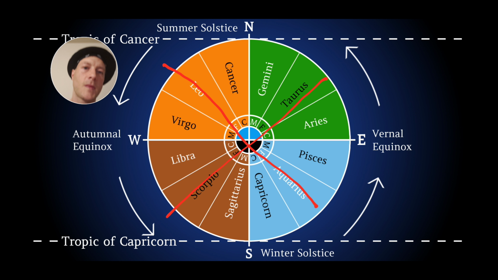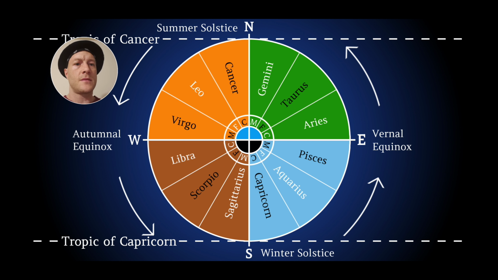And then finally, we have the mutable signs. And the mutable signs are Virgo, Sagittarius, Pisces, and Gemini. Mutable signs are said to be more adaptable, more flexible, and the reason why is because they represent transitions. When you're going from one season to the next, when you're ending one season in preparation for the next, that's why those are mutable signs.